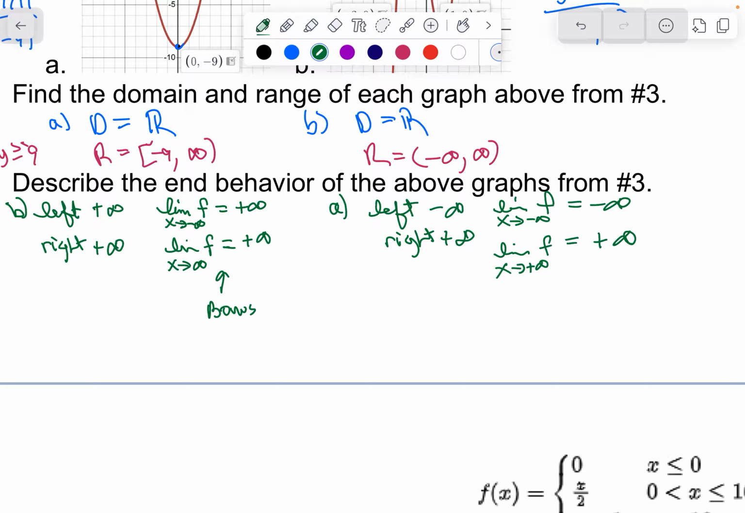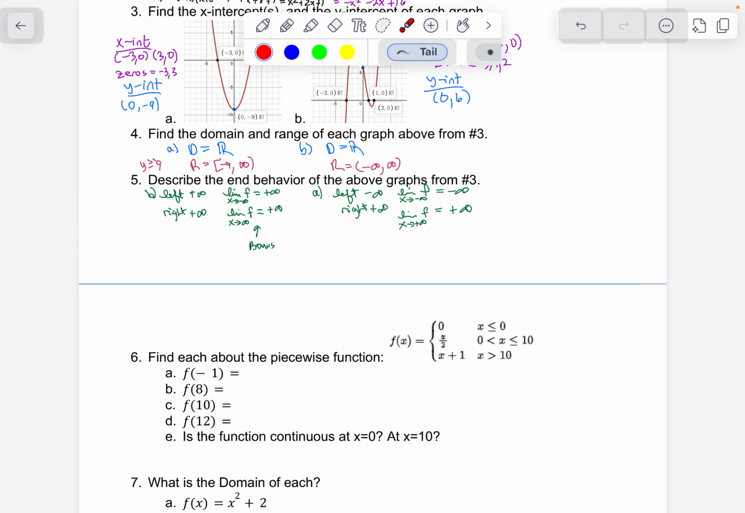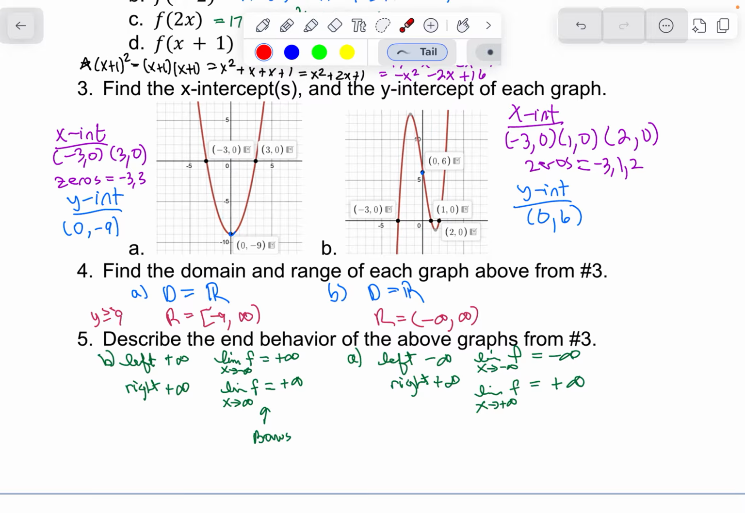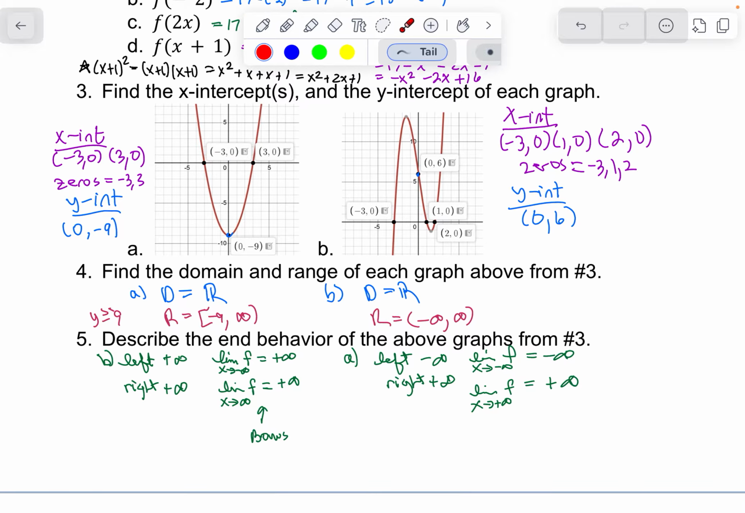So this is referring to left, right, and this is referring to up or down. These ones were up, this one's going down. Okay, so make sure you understand for our graphs the intercepts, domain and range, and end behavior.